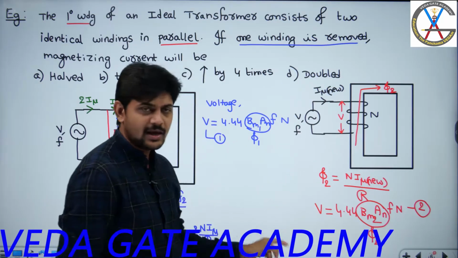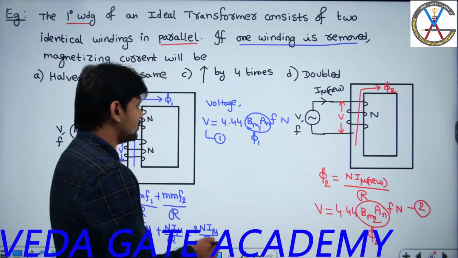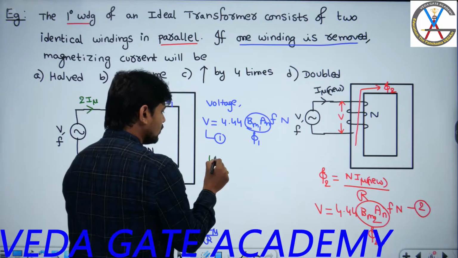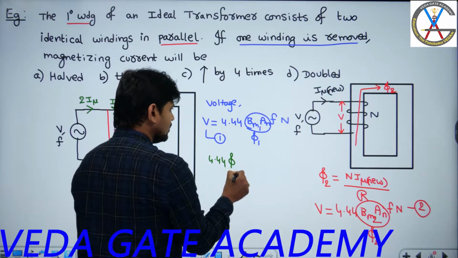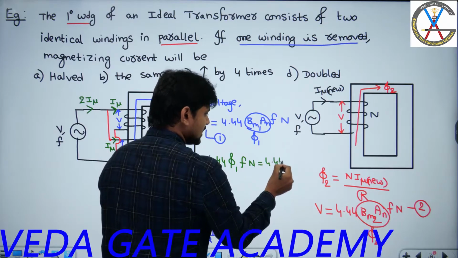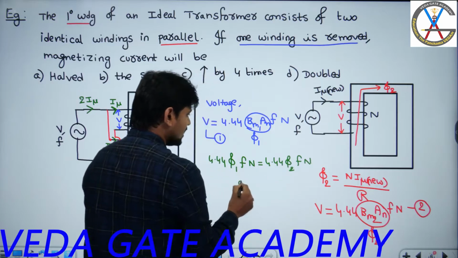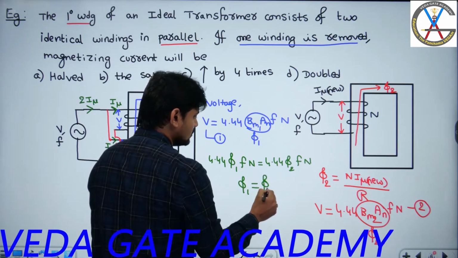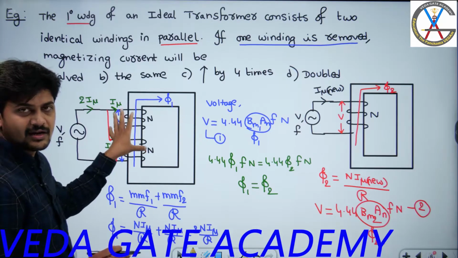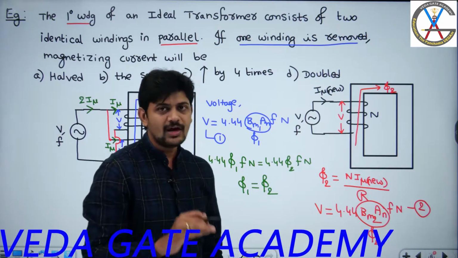Now from 1 and 2, can I equate these two? Because the left hand sides are both the same, I can equate both these expressions. If I equate them, what are you going to get? 4.44 phi 1 f into N is equal to the right hand side of the second equation, 4.44 phi 2 into f into N. So from here I can conclude that phi 1 is equal to phi 2. That means the amount of flux produced with two identical windings connected in parallel will remain the same after removing one winding.